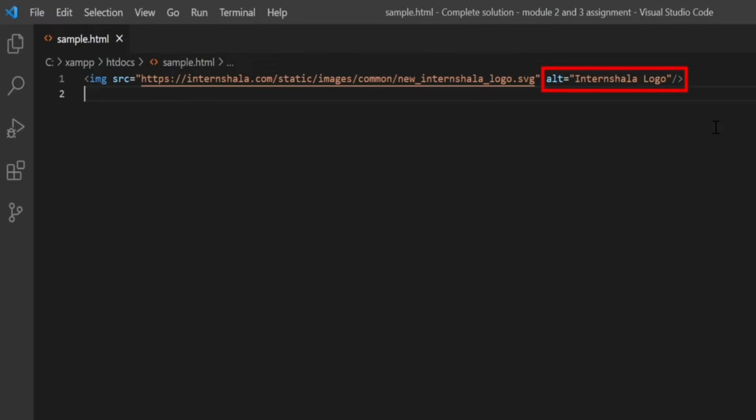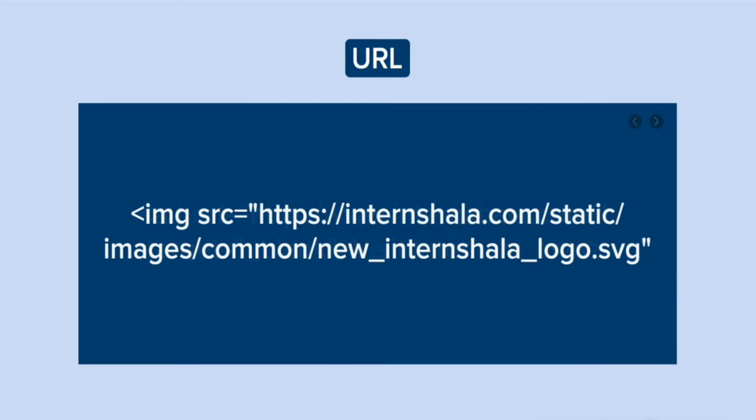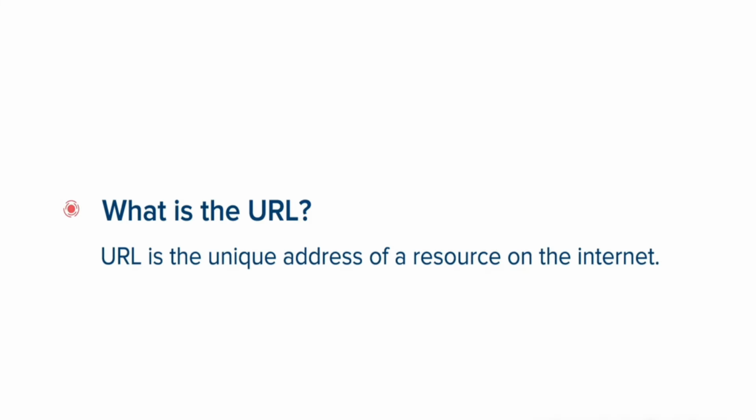Now we have one more important term which we have not explained yet but are familiar with, and that is URL. If you recall, in the anchor tag, we saw how we used URL in the href attribute. And in case of image tag also, we used URL in the src attribute. So, a URL is the unique address of a resource on the internet. And a resource is anything like a web page or any file like an image or a PDF document.